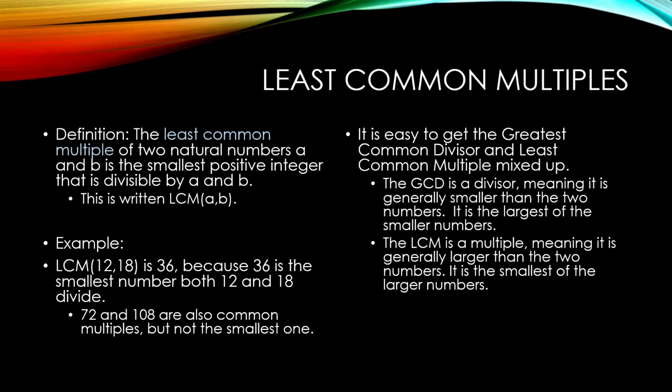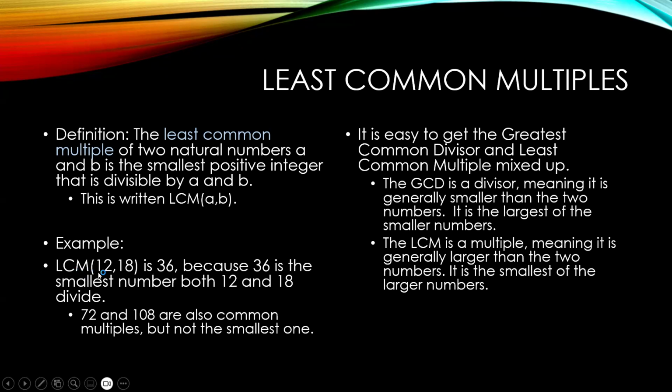Another thing we can do with these is the least common multiple. Least common multiples are often taught at the same time as the greatest common divisor, which means that they often get mixed up. The least common multiple of two natural numbers, a and b, is the smallest positive integer that is divisible by a and b. And we write this LCM of a, b.